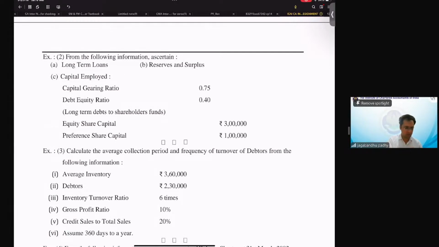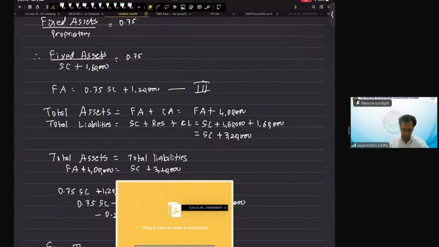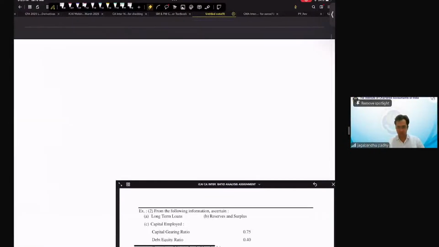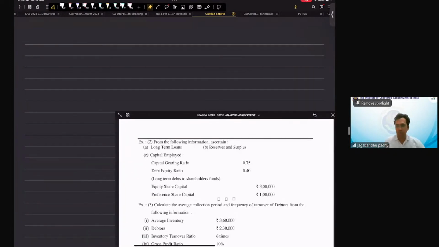Let's go ahead with this question 2. The assignment file has already been uploaded on the portal. You can have a look at it. Or else I'll be anyways putting the question over here. Let's just get started with this question. Okay. Let's look at this question 2.